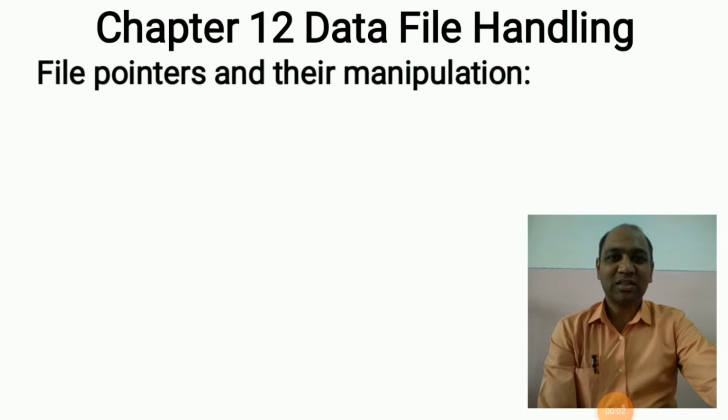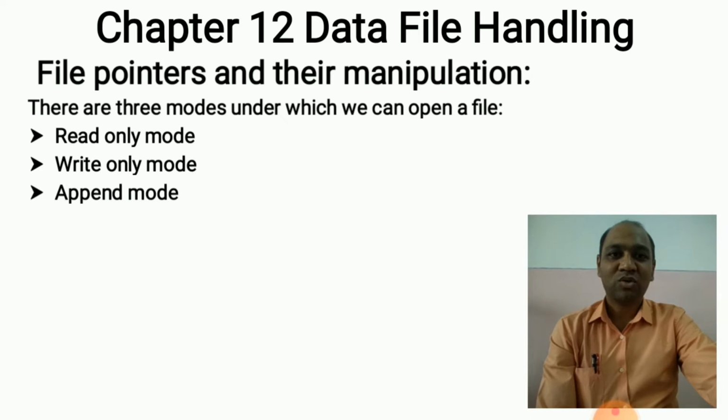Hello my dear students, in this video we'll continue with file pointers and their manipulation. In C++, input output operations are associated with the two file pointers called get pointer and put pointer. Get pointer is associated with the ifstream class and put pointer is associated with the ofstream class.